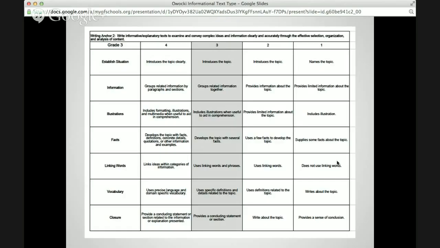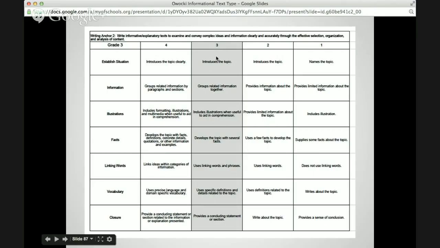We also are in process now of developing rubrics around the text types. And you can see this is Writing Anchor number 2, and it's a rubric for 3rd grade. Kathy Draper and her team over at Lake Agassiz last year began looking at the creation of these text type rubrics and creating categories. This is for 3rd grade, so this is the 3rd grade expectation that we want kids all to know.